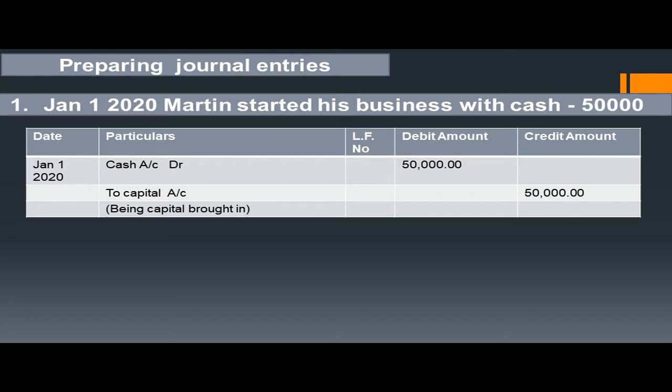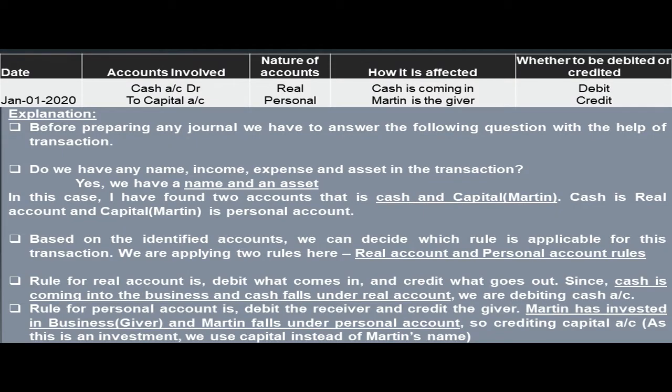And in the date column, we have to mention the transaction date, and in the ledger folio column, I kept it blank for my presentation sake. In the debit column, debit amount, and in the credit column, credit amount. Now we will see the explanation of this journal.